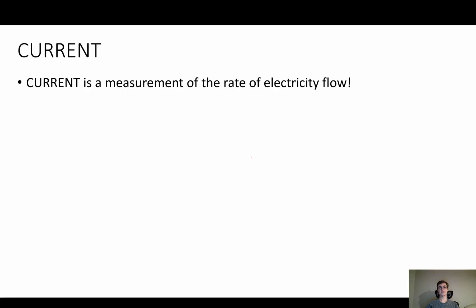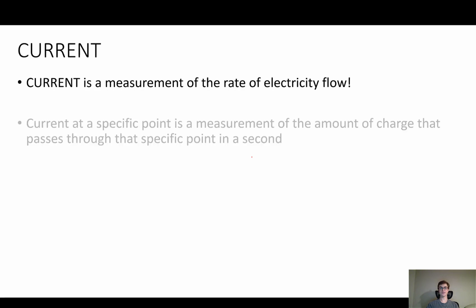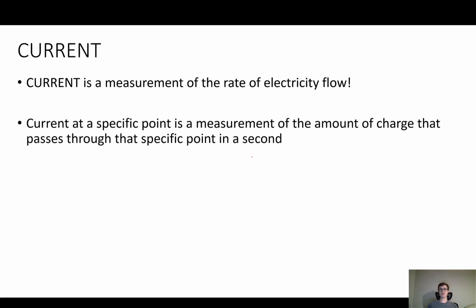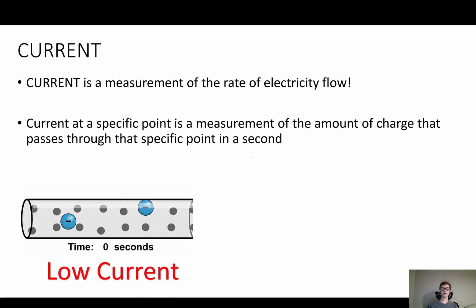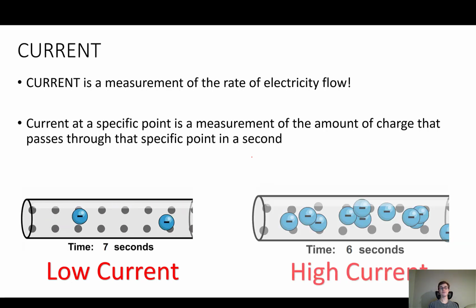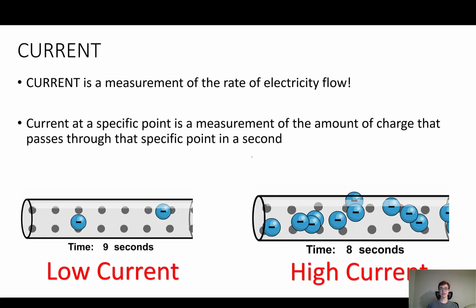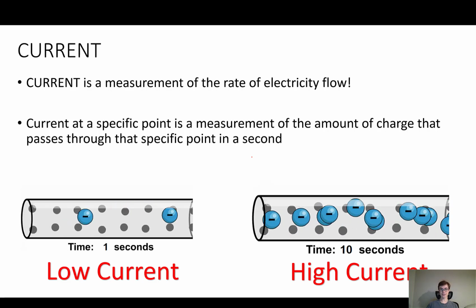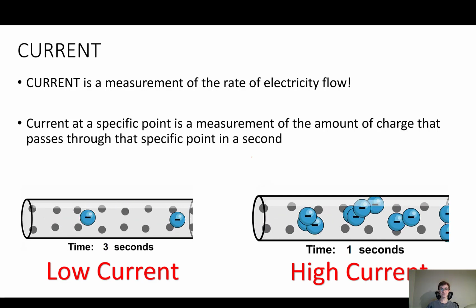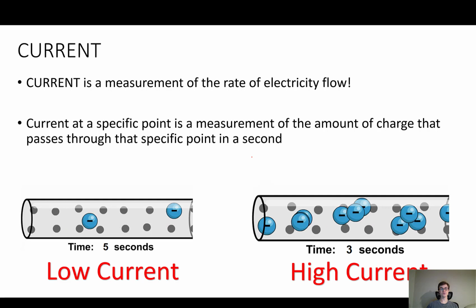Current is easier. It's a measurement of the rate of electricity flow. It measures the amount of charge that passes through in a second. So for example, if I had a wire with a low electrical current, you would only have a few electrons moving. They'd be moving slowly. But if you had a wire with a high electrical current, there'd be tons of electrons moving all the time. So current is just a measurement of how many electrons are moving in a second.